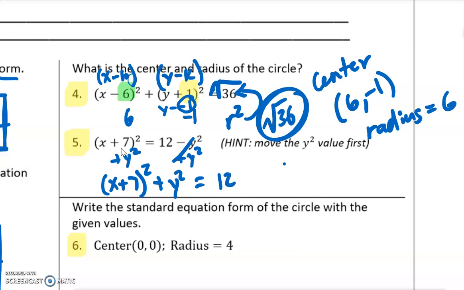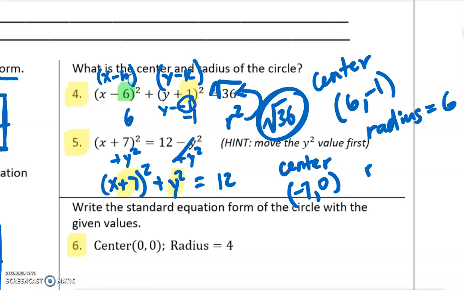Now let's name our center. Our center is going to be (h, k), right? So our h value, if it says 7, then that means it's negative 7. And our k value over here is 0, because it's just y squared, which is the same as (y minus 0) squared. So our h value is negative 7, our k value is 0. So the center of this circle is (-7, 0).